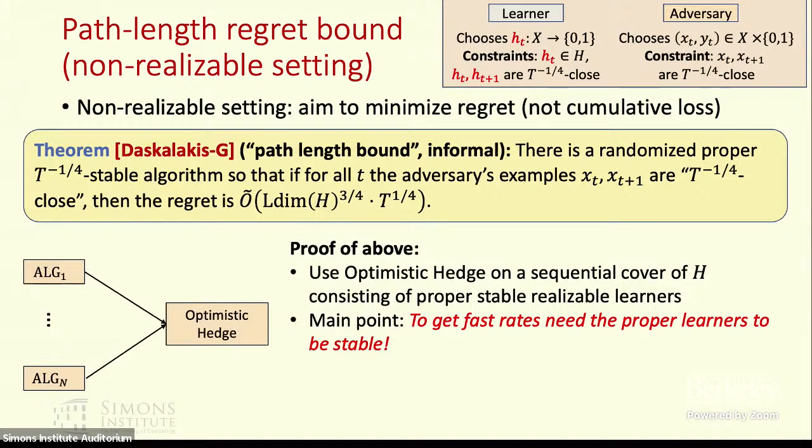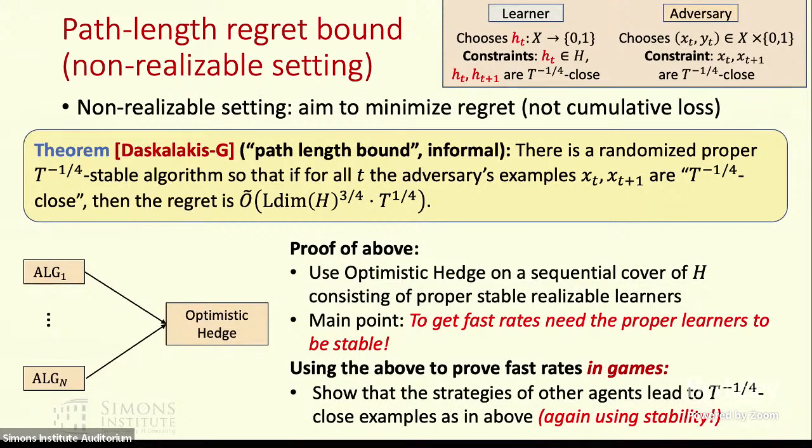Okay, so what this means is that once we've proven this theorem, all we have to do in order to get fast rates in the game setting is to show that from each agent's perspective, the effective adversary given by all other agents' actions at each time step leads to examples that are close to each other up to this approximation of t to the -1. This actually holds quite immediately in the game setting, again, by the stability property of this randomized proper learning algorithm. And so this is the second place it needs stability. Stability is really crucial in the proof of this result. And that's how we get fast rates in games. Basically, it's an immediate corollary of this path length regret bound.